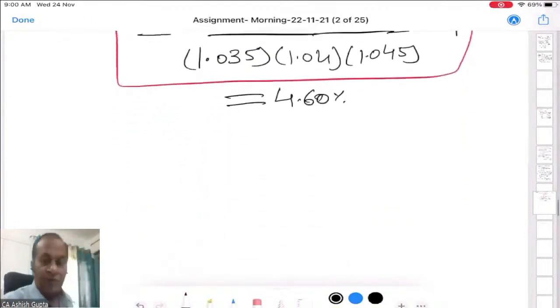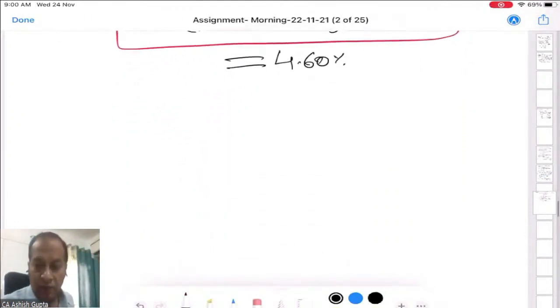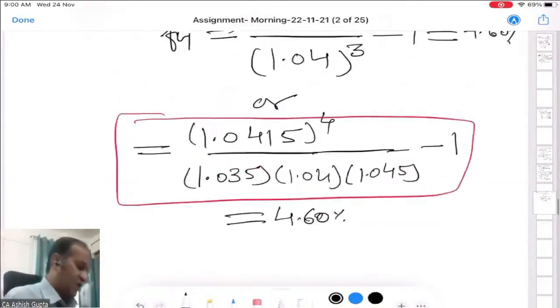Okay, madam, this is an alternative. Namita is saying, sir, please explain the logic of this formula. See, student, beta.